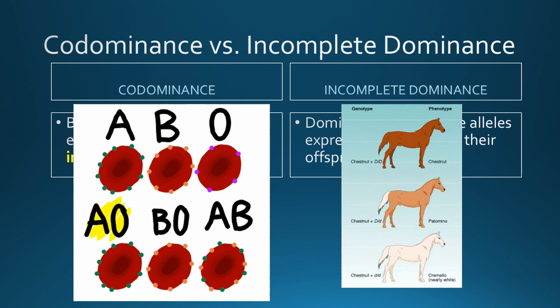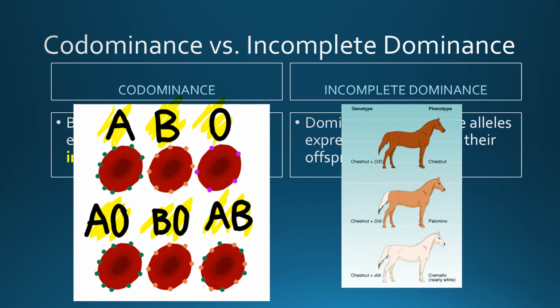I can either have AO if an A and O blood cell are blended together. I can have BO when a B and an O red blood cell are blended together. And I can get an AB blood cell when an A and a B blood cell come in contact with each other. It doesn't matter. Codominance means that both alleles are expressed at the same time.